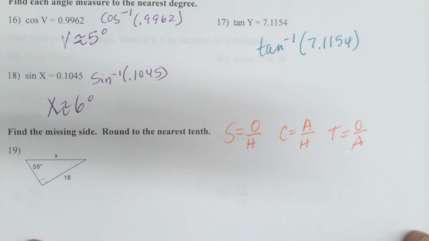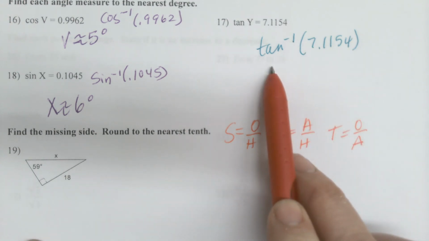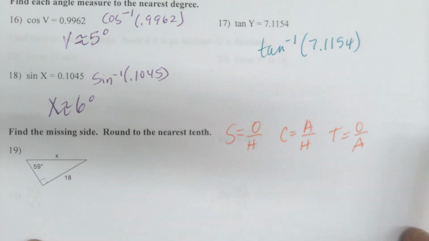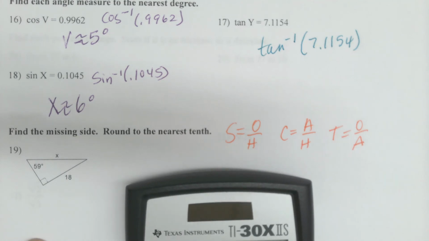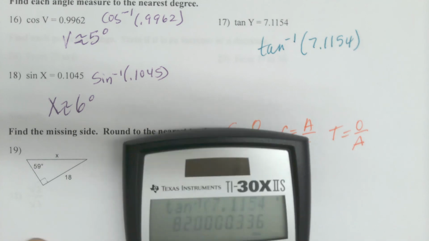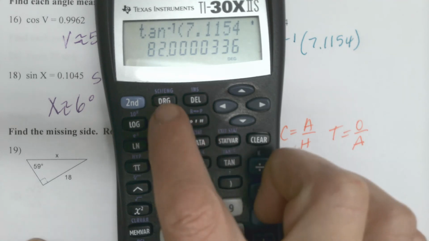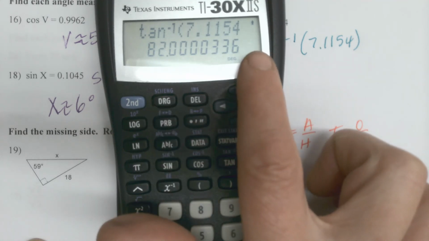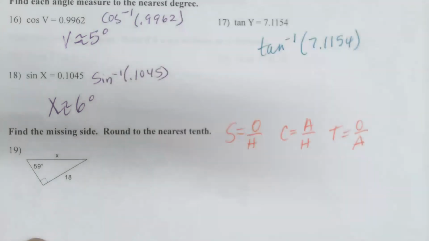What'd you get for that, Annabelle? What did you get? So I got 82. Did you get 82 as well? Yours might be in radians. And so you just have to hit the DRG until the degree shows up. It's probably going to be easier to use one of these calculators. And you have to do tangent inverse on that.